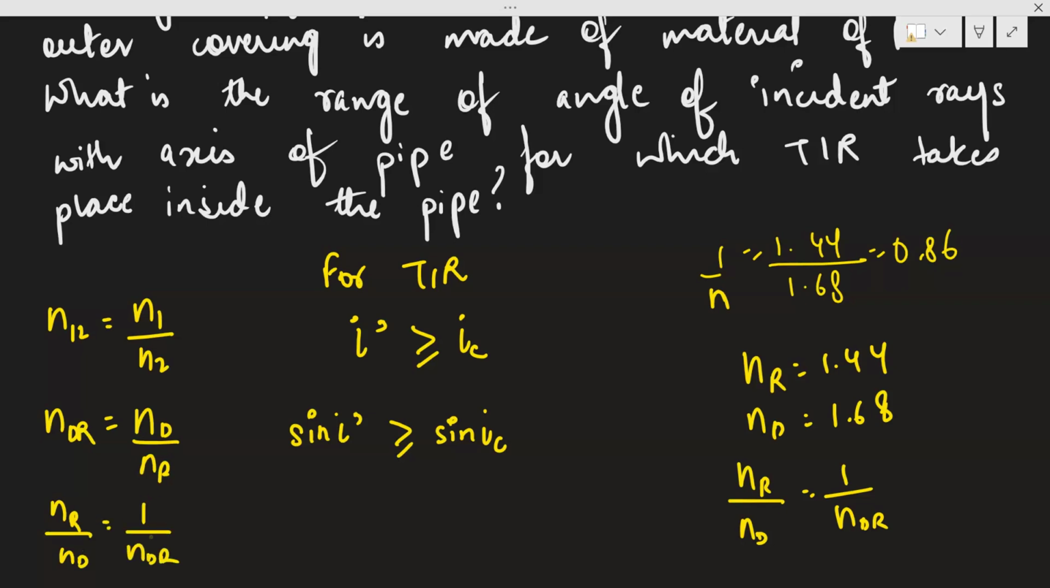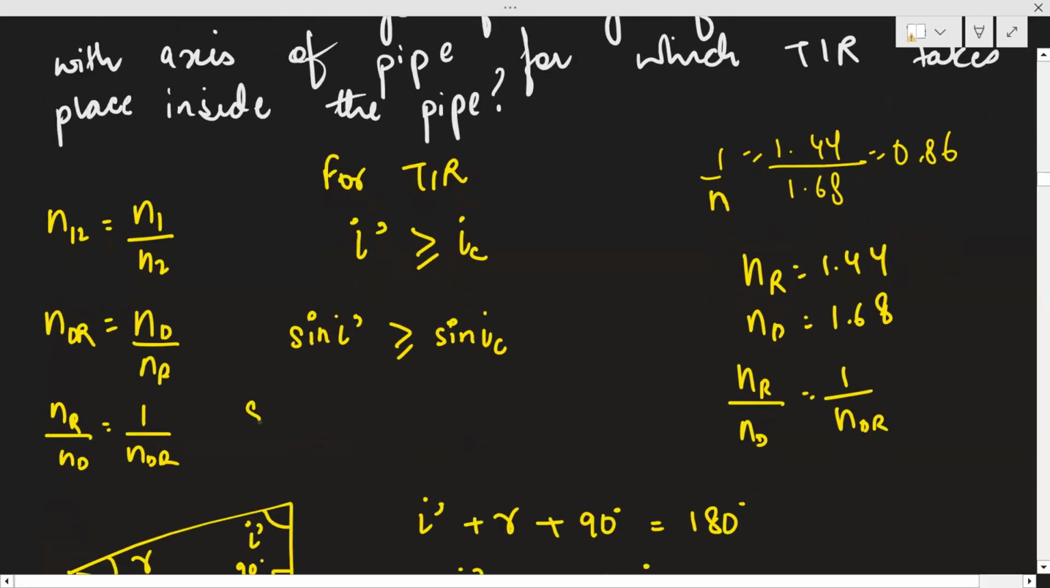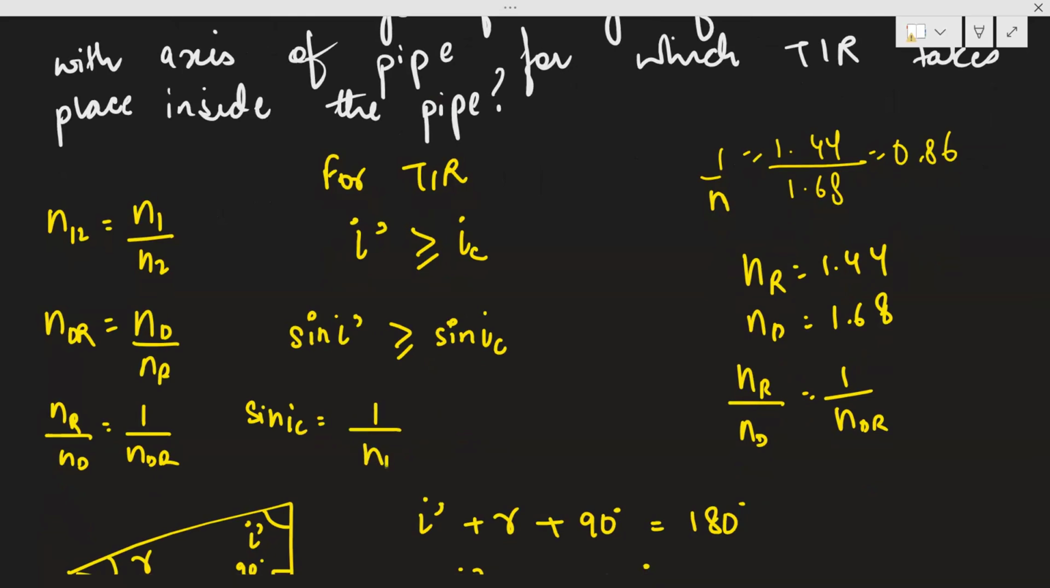Now, why am I reciprocating it? Because TIR's condition says that sin IC will be equal to 1 by N. N is basically NDR, so R goes up. That's why when the medium is air, we usually write this as 1 by N. Got it? Yes, ma'am.